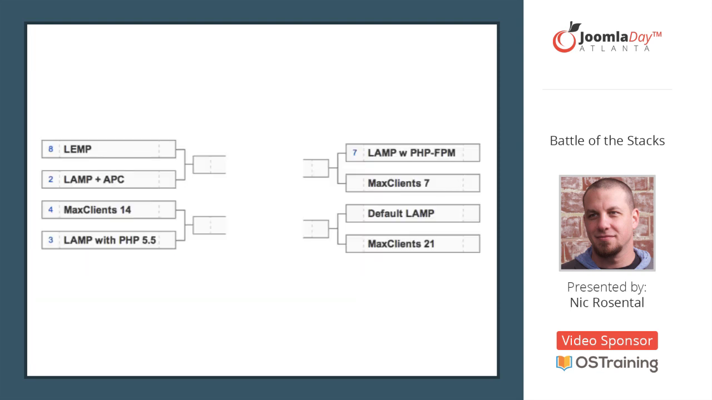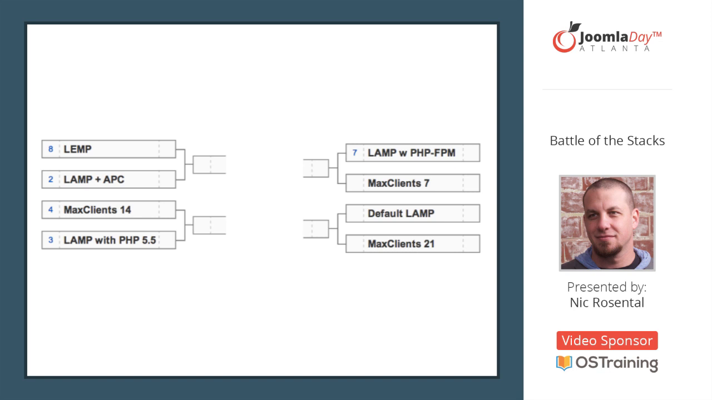All right, so this is what our bracket looks like. I created this bracket at random. I just created an array with 8 elements, and I shuffled them 1 time, and whatever came out is how I performed the test. So, to recap, we have LEMP against LEMP with APC. We have LEMP with Max Clients 14 against LEMP with PHP 5.5. We have LEMP with PHP-FPM against Max Clients 7. We have default LEMP against the tuned-up LEMP with Max Clients 21.